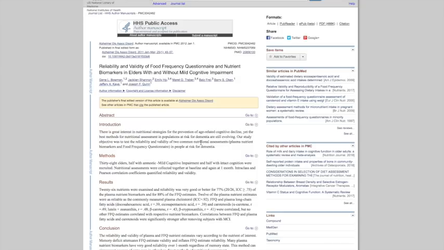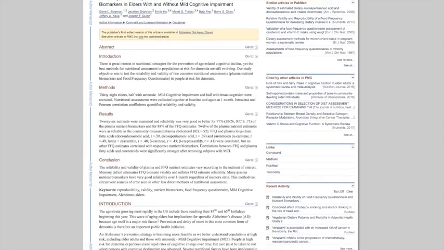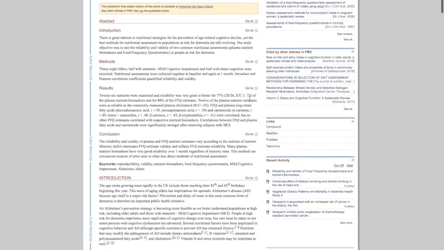This is a very important study because it actually stratified patients who were mildly cognitively impaired. Presumably they would have a large amount of trouble with remembering the foods that they're eating, and it compared them with age-matched people who did not have mild cognitive impairment. They gave them food frequency questionnaires, and they also drew their blood and measured biomarkers that would potentially correlate with the foods they were actually eating, to see if what they were telling you actually matched up with reality. And these were the results.